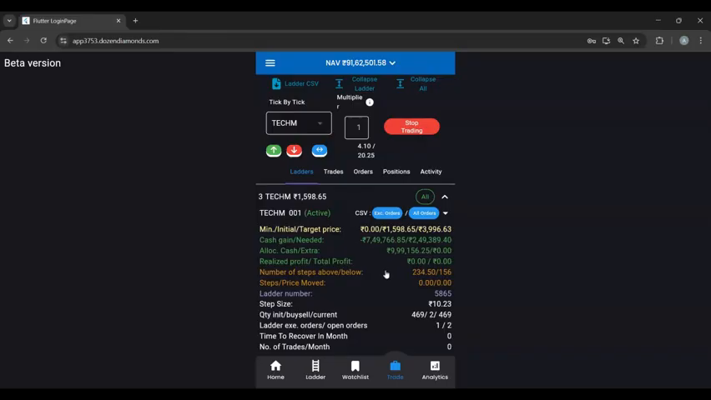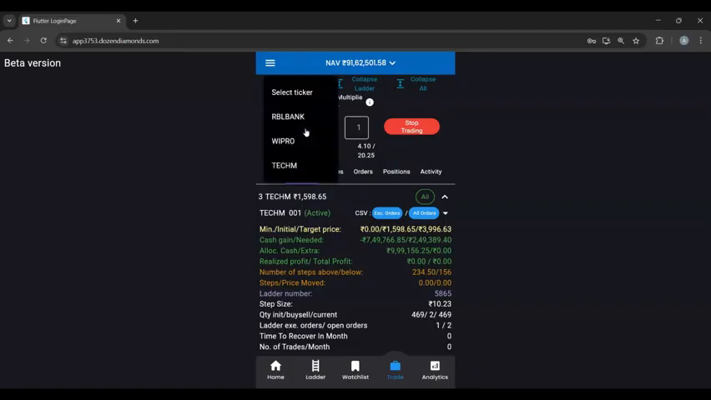So the main agenda of giving this feature is that the customer should be really comfortable with the entire strategy, and they should be able to handle the price manually before they start trading with real money. So that is why this simulation paper trading mode is given.